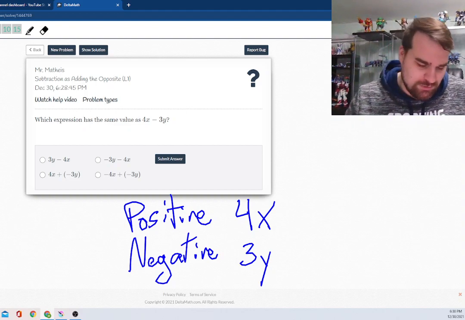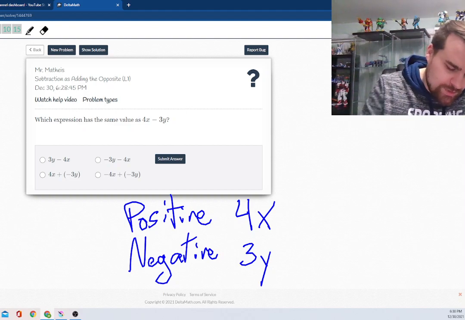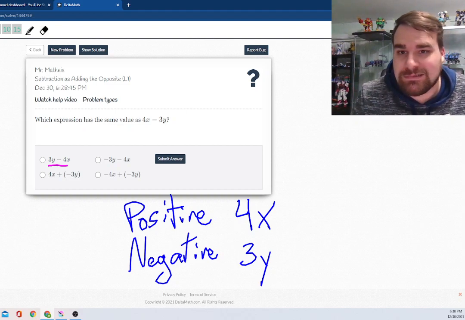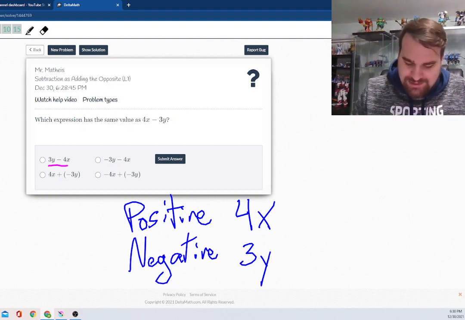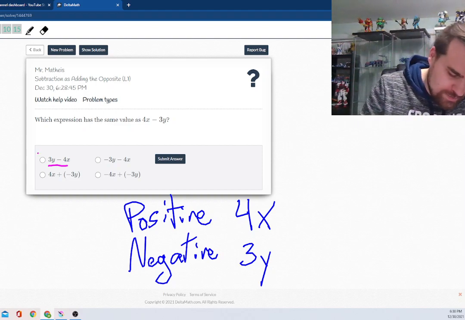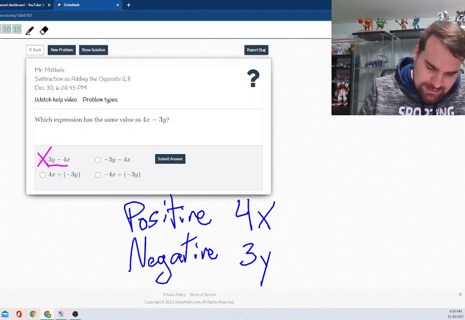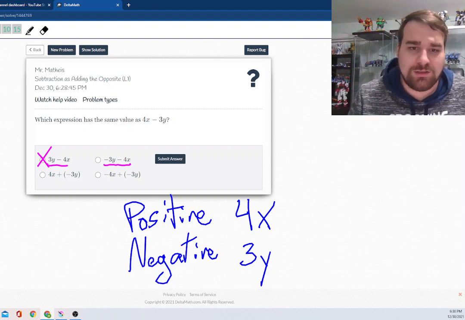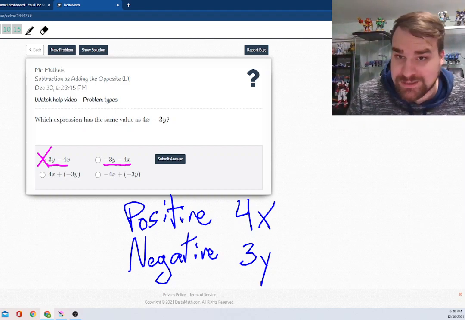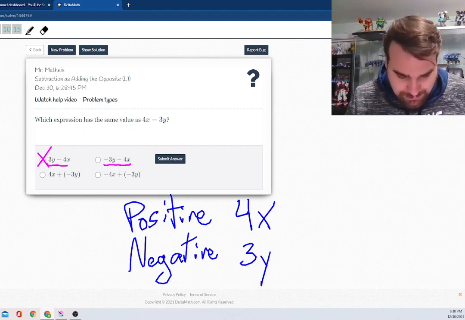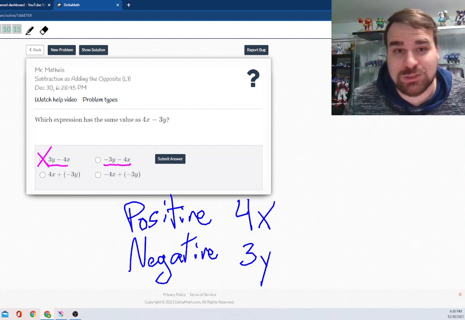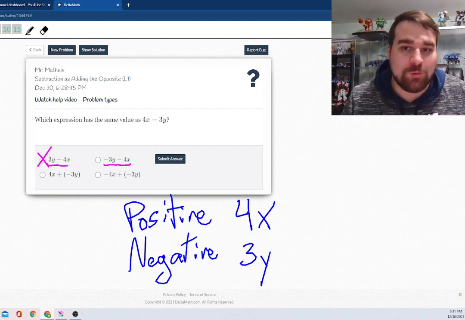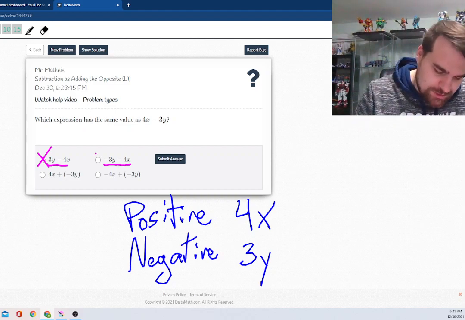So let's take a look and see what we have here. The first one says 3y minus 4x. Well, my 3y there, what is it? It's positive, right? And my 3y is negative in the question. So that one's out. No good. Let's look at the next one. It says negative 3y minus 4x. Okay, well, 3y has a minus sign in front of it. It's negative. That's good. That's the same as it was in the problem here. But then it says minus 4x, and that's not good, right? That's not correct, because my original problem had 4x being positive. So this one's out too.